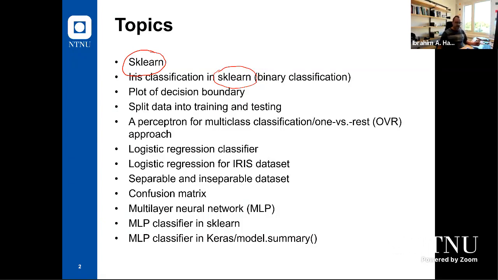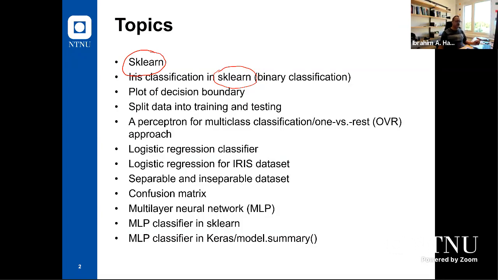We need to know what are separable and inseparable data sets, because in logistic regression, for example, it's important that my data set is linearly separable. Linearly separable means we can draw a straight line, and this line can be used for classifying our data set.